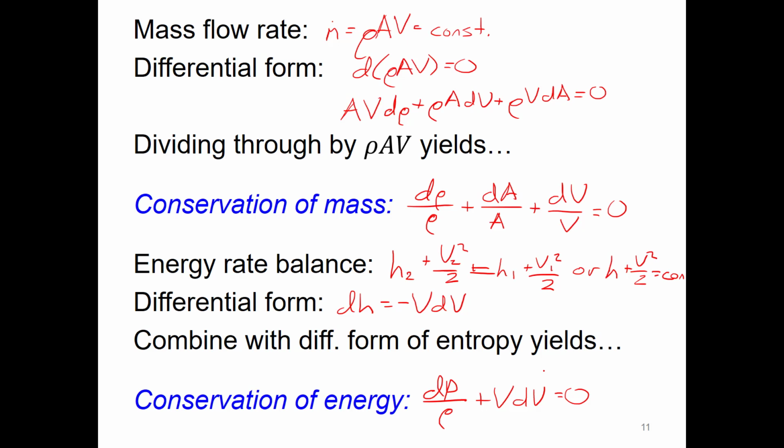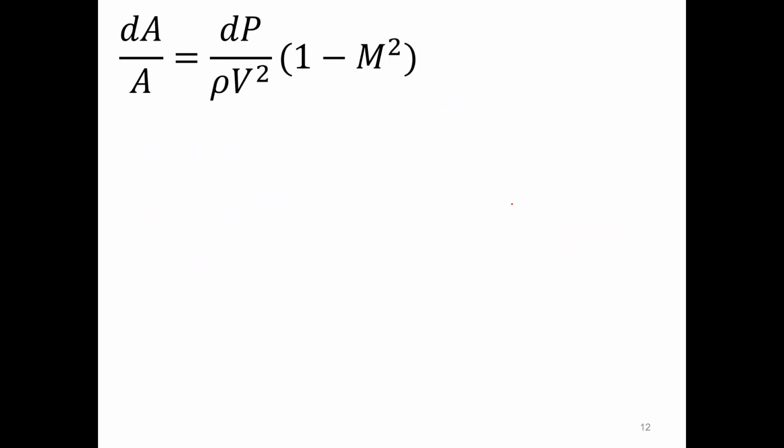All right, so that's what we have with the conservation of energy equation as well as our conservation of mass equation. If we combine the conservation of mass relation and substitute in our speed of sound relation, or at least the differential form of that, we end up with this relationship, where the change in area over area is equal to the change in pressure over density times velocity squared, times 1 minus the Mach number squared. Now, let's look at this because there are a lot of interesting relationships we can get out of this. The area is always going to be a positive value, density is going to be a positive value, and velocity is going to be a positive value.